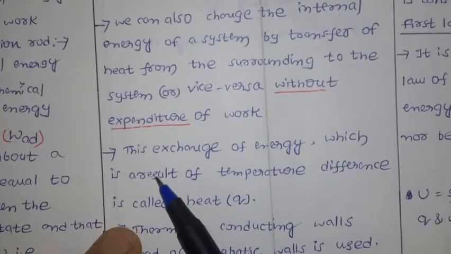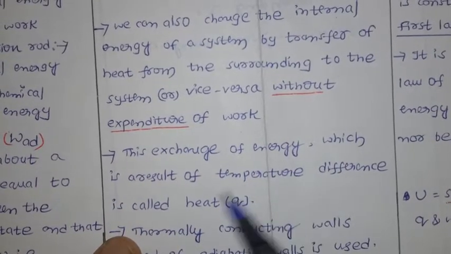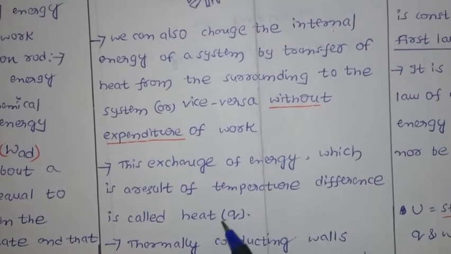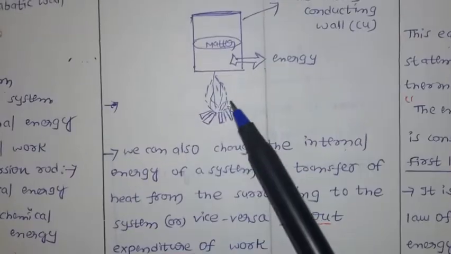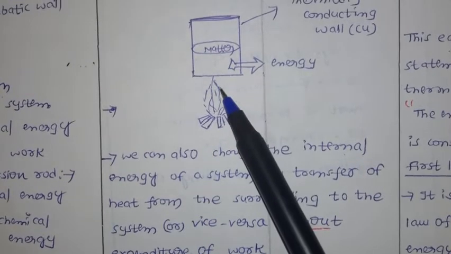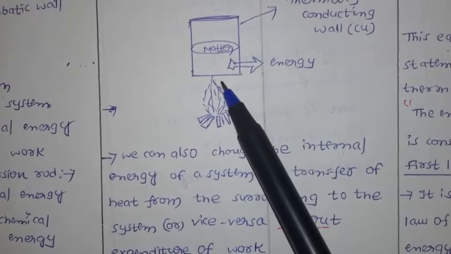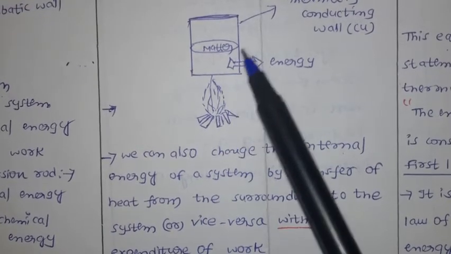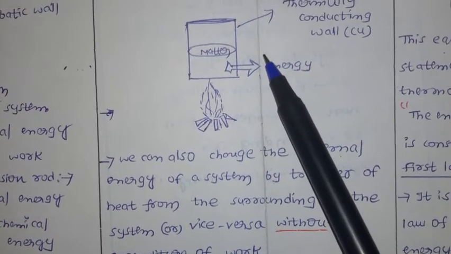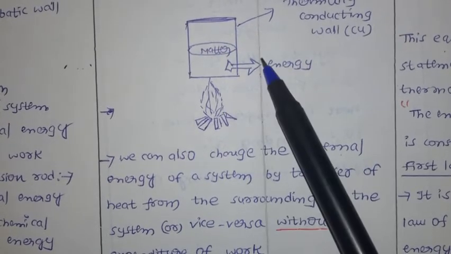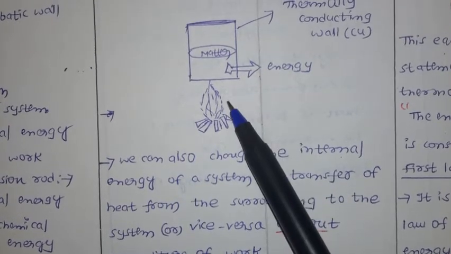This exchange of energy, which is a result of temperature difference, is called heat. So what is the exact definition of heat? For example, you are heating this vessel. Initial temperature T1, final temperature T2. For example, this is 100 degrees Celsius, and if you go on heating, it reaches 200 degrees Celsius. So there is a difference in temperature. That difference in temperature is called heat.